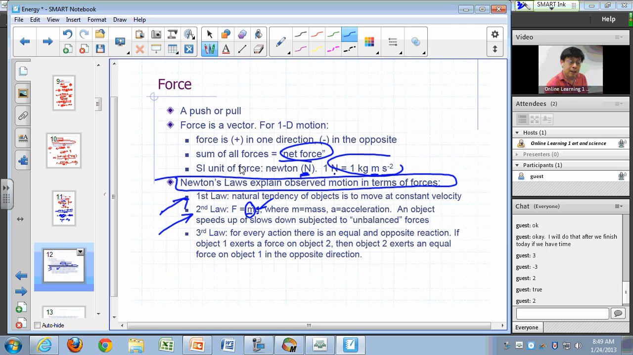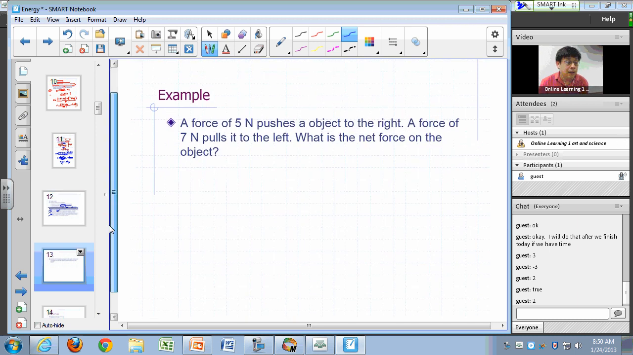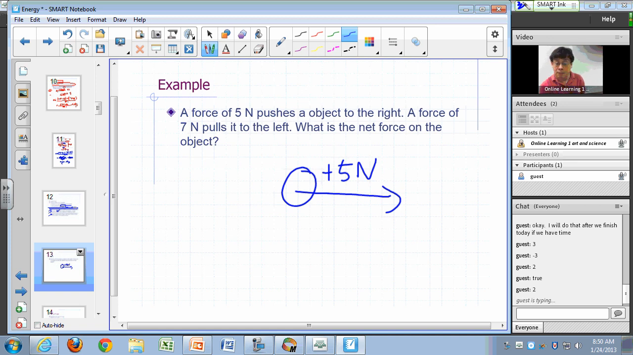And then the third law of motion says for every action there's an equal and opposite reaction. So if object 1 exerts a force on object 2, then object 2 is also exerting an equal force on object 1, pointing in the opposite direction. So let's elaborate on those. Let's say you have an object being pulled by a force of 5 newtons to the right. I'm going to say to the right is the positive direction, just to make things easy. Going to the left, we'll take as a negative direction.